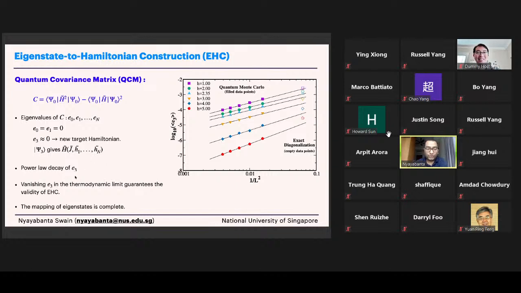Even before going to that, let's look at just the behavior of E3 here. Here we show the system size dependence. Since this is a log scale, this shows a power law decay of E3 averaged over disorders. This vanishing of E3 establishes that in the thermodynamic limit, it will be 0, and we will be able to find the exact, correct new Hamiltonian.